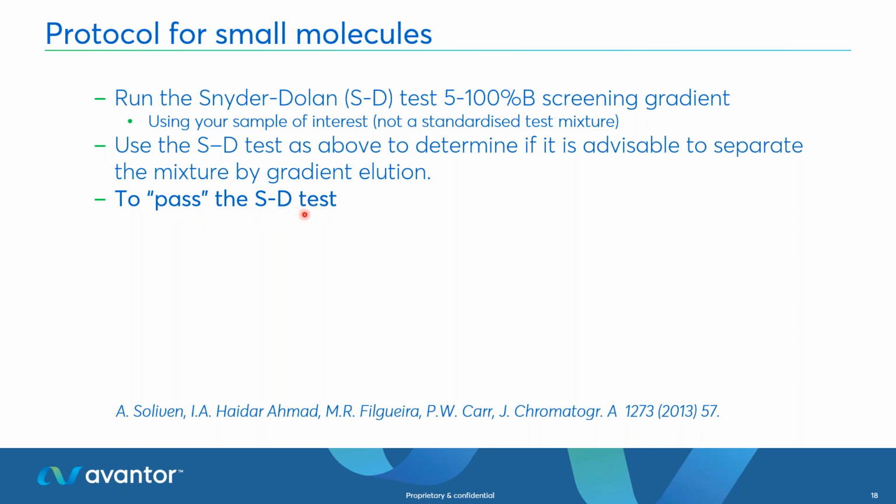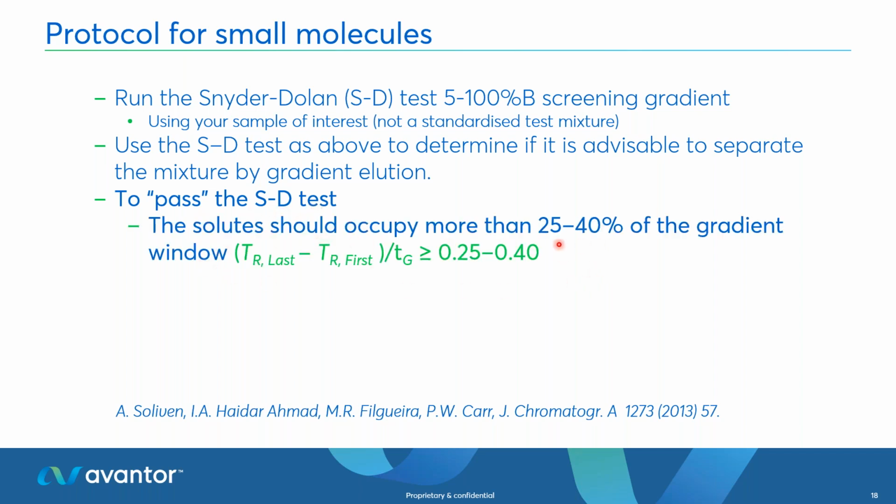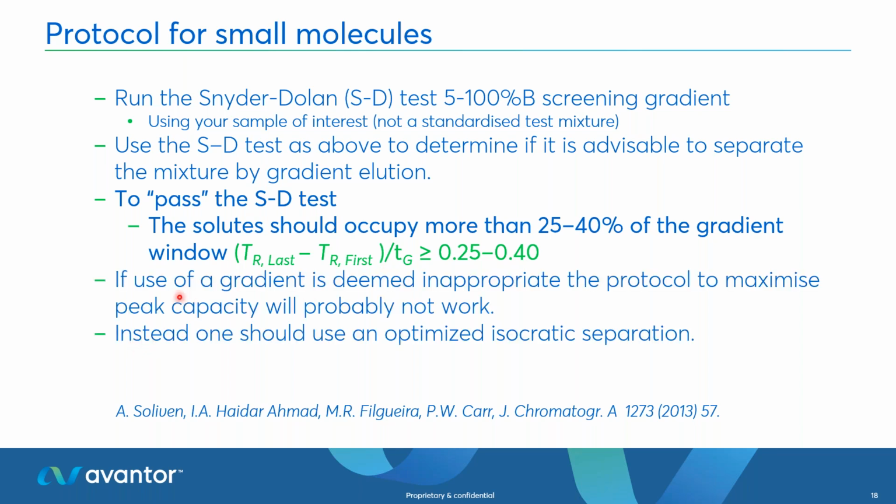So to pass the SD test, we have this criteria, and I'll show you an example of when we fail and when we pass in the next 2 slides. If we do pass, yes, gradient elution theory is appropriate. So we need to go forward with that decision tree, which I'll share with you in a few slides. And if we fail this criteria, we can't maximize the peak capacity with that decision tree. Instead, you need to simply optimize the isocratic mobile phase conditions.